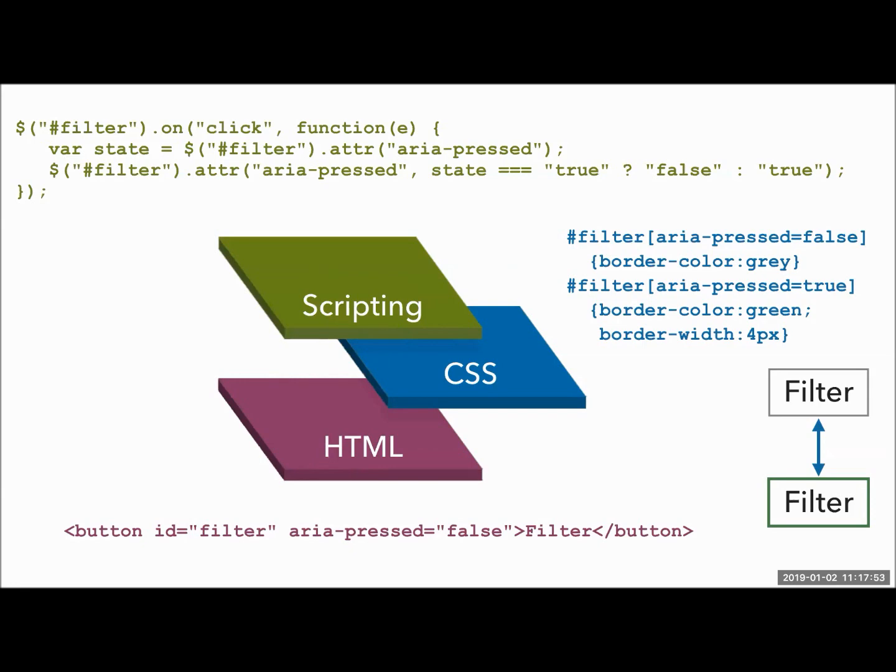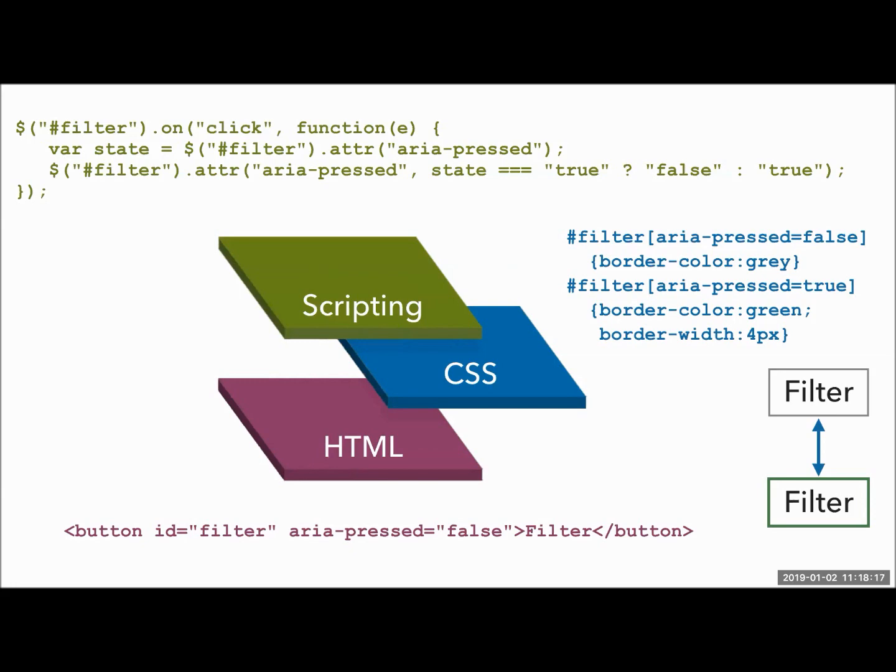And then in our scripting, this is some basic jQuery, where when the button is clicked, we determine what its current state is. Is it pressed or not? And then we toggle that state so it changes to the opposite value, from true to false, false to true, and so forth. So this is a great, basic example of isolating and keeping these three layers very distinct.